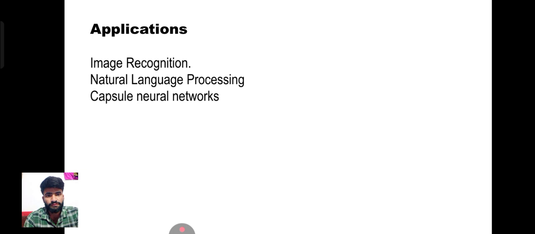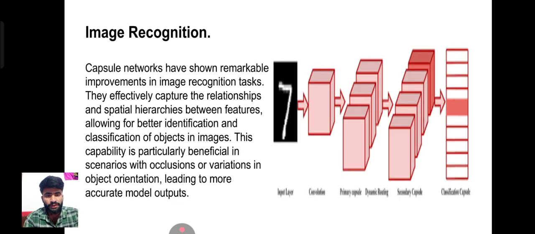The applications are image recognition, natural language processing, and capsule neural networks in autonomous systems. In image recognition, capsule networks have shown remarkable improvements. They effectively capture the relationship and spatial hierarchy between features, allowing for better identification and classification of objects in images. This capability is particularly beneficial in scenarios with occlusion or variations in object orientation, leading to more accurate model output.